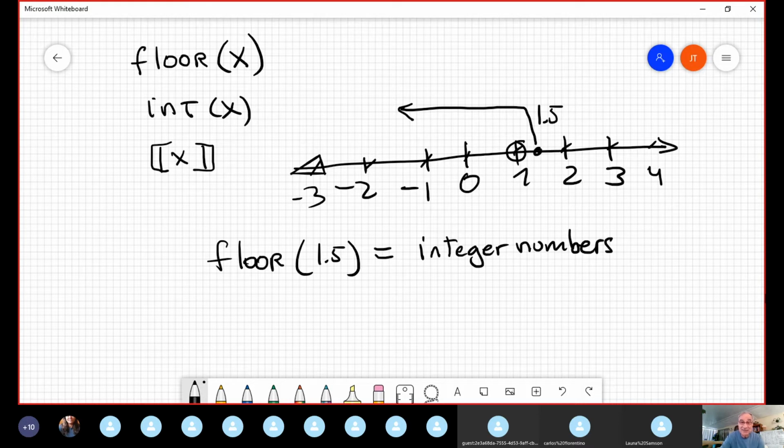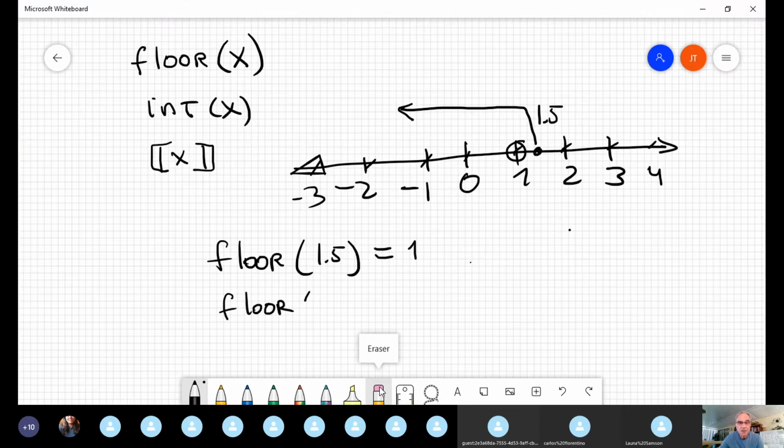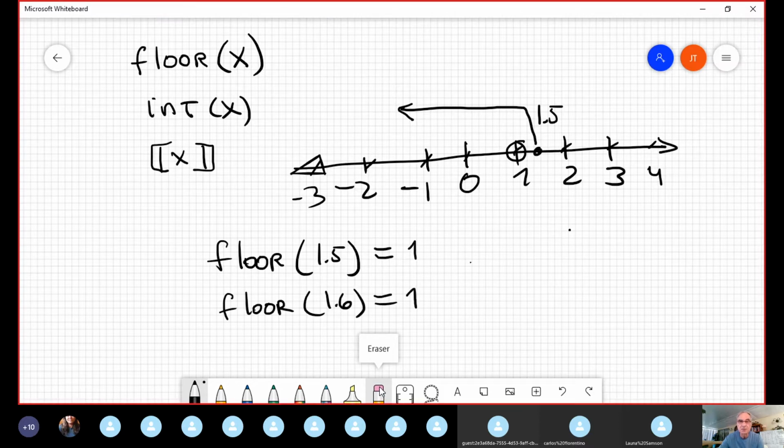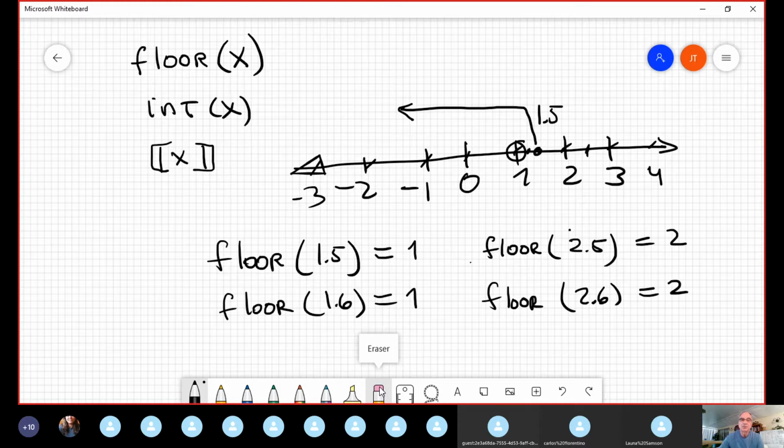The answer of this function at 1.5 is 1. It is confusing, but it is 1. For example, floor of 1.6 is also 1 because it's here. Okay? Floor of 2.5. Here, 2.5 here. Esto. Do you understand? Floor of 2.6. Esto. Okay, this is the idea.